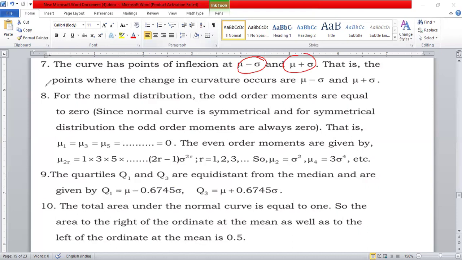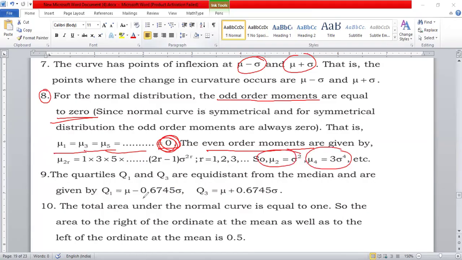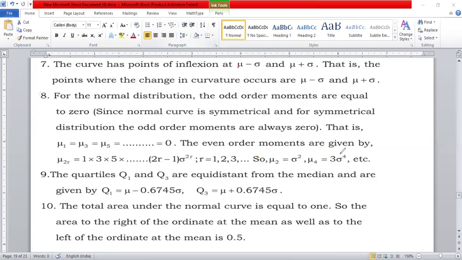And this is a question they asked last year. For the normal distribution, the odd order moments, that is mu1, mu2, mu3, are always equal to 0. Please remember, this is important. And the even order moments are given by mu2 equal to sigma square and mu4 equal to 3 sigma to the power of 4. Guys, remember: odd order moments in the normal distribution, mu1, mu3, mu5, are 0. Even order moments: mu2 is sigma square, mu4 is 3 sigma to the power of 4.